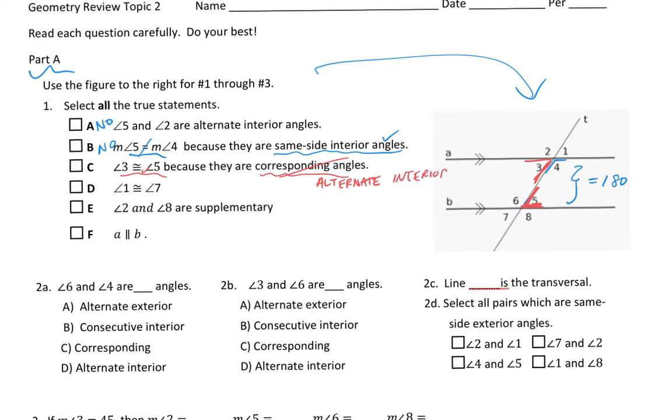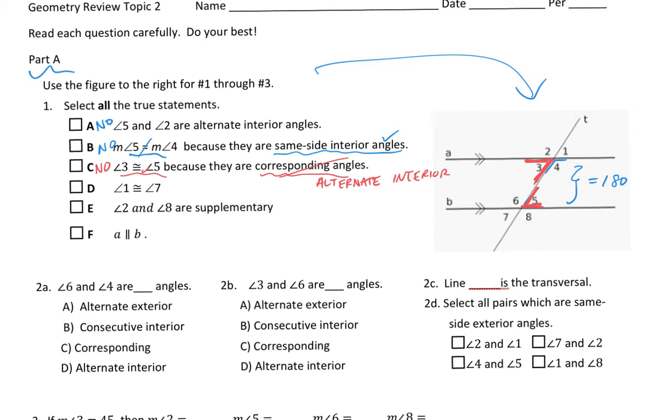So definitely review over your notes and your quiz on this topic. We did really, really good on this quiz. A lot of people got hundreds. A lot of people had A's. It was good. So that's also no, because they're not corresponding angles.